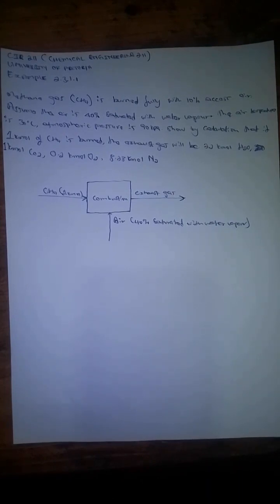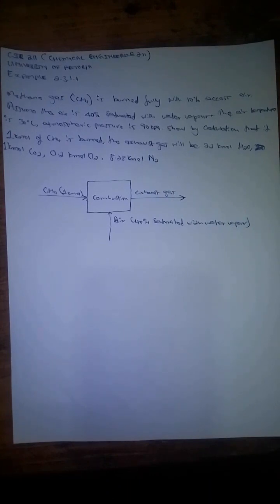Today we are beginning with our CIR 211 lessons. CIR 211 is the second chemical engineering module at the University of Pretoria. We are looking at example 2.3.1.1. It says methane gas CH4 is burned fully with 10% excess air. Assume the air is 40% saturated with water vapor. The air temperature is 30 degrees Celsius. The atmospheric pressure is 90 kilopascals.